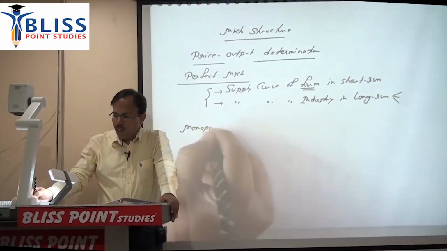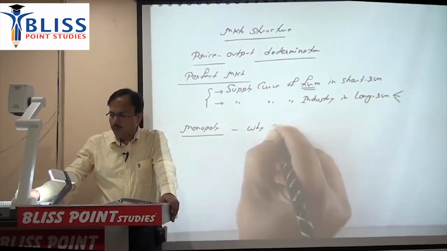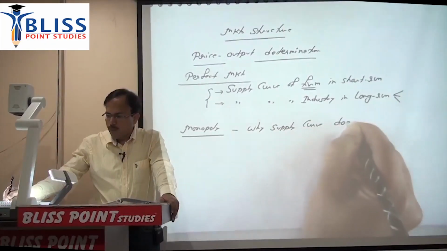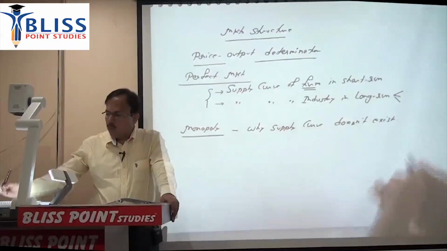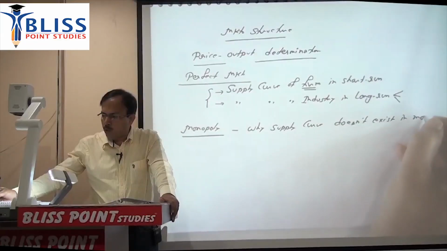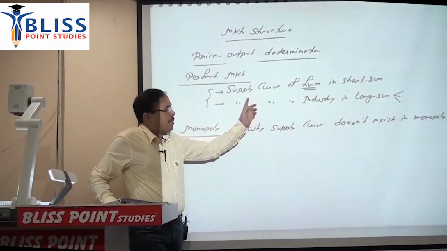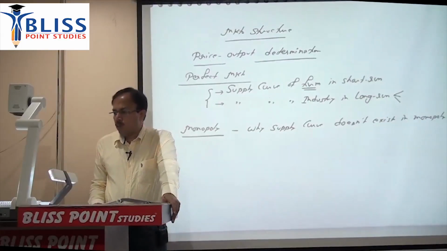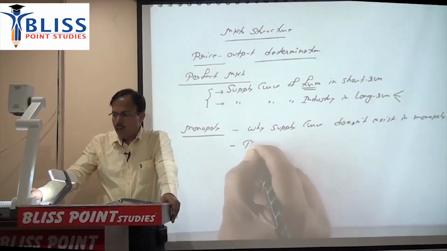Then in monopoly part we will start with why supply curve does not exist in monopoly. For a competitive firm, and for a competitive industry there is a supply curve, but for monopoly there is no supply curve. So why does the supply curve not exist in monopoly? That will be one part within monopoly.